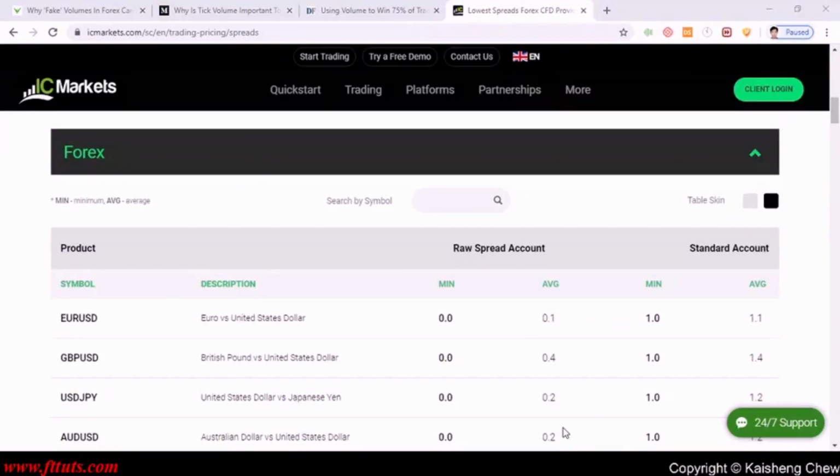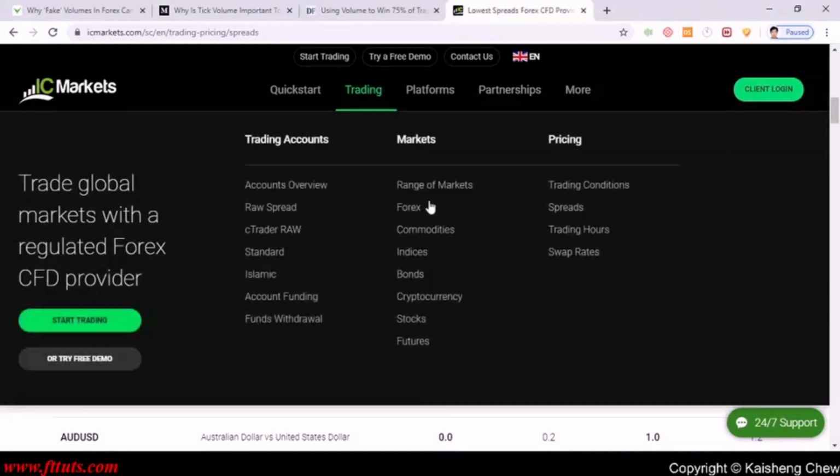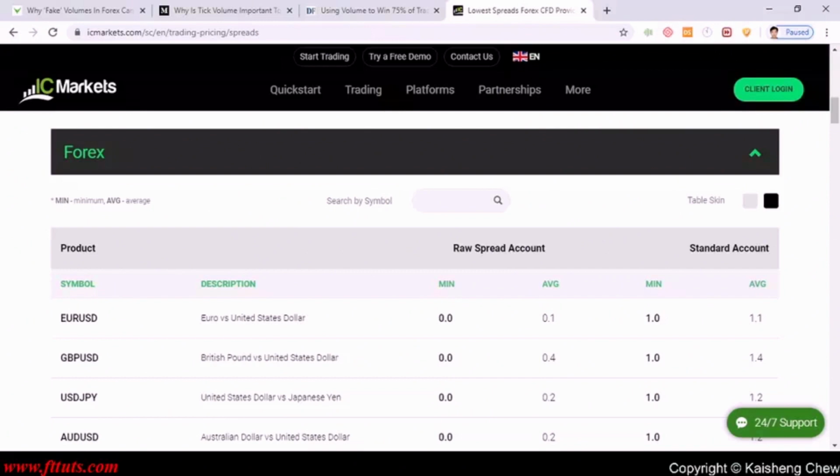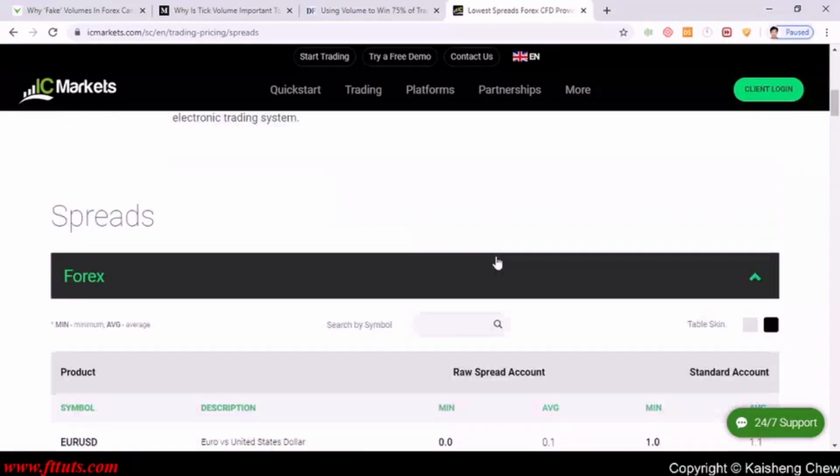Based on the broker, you then analyze whether the broker that provides you the tick volume is accurate or not. So far, using IC Markets, I think it is still quite accurate.